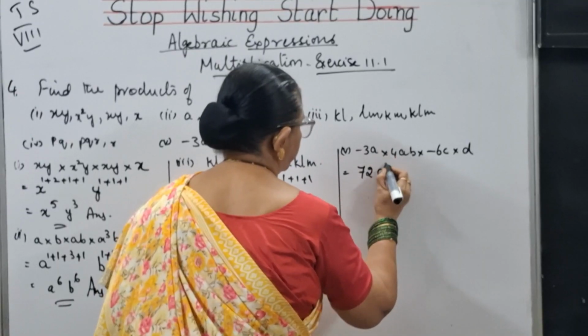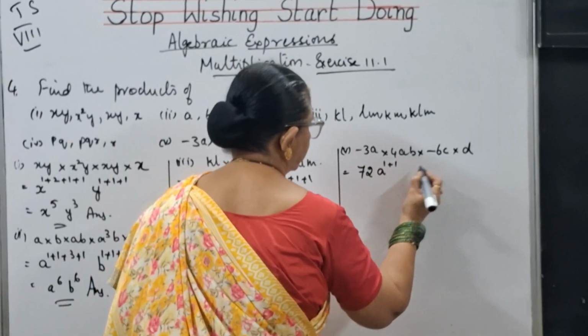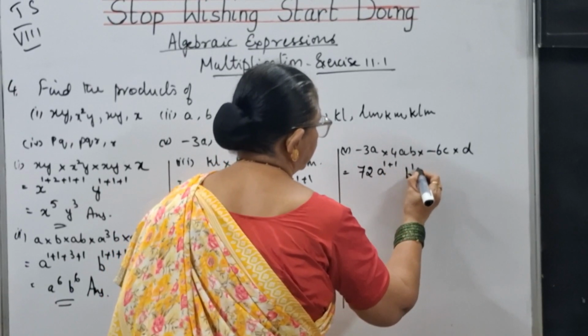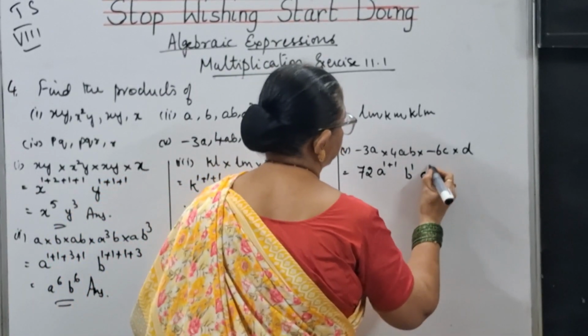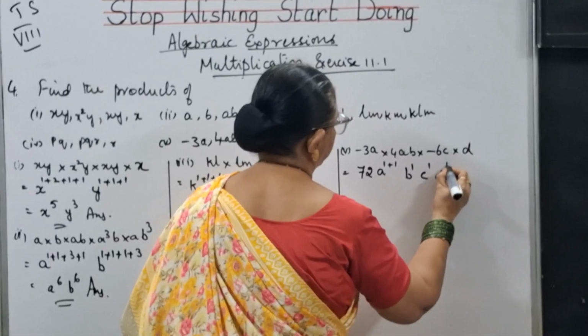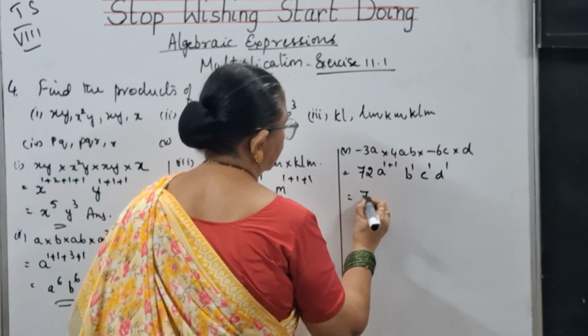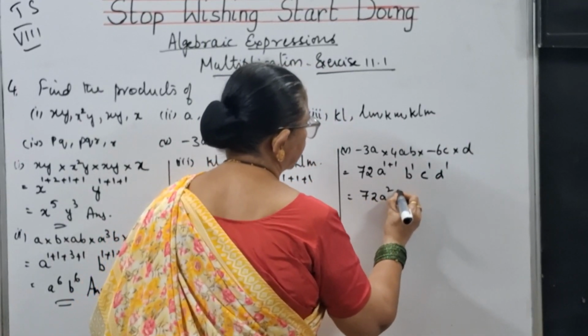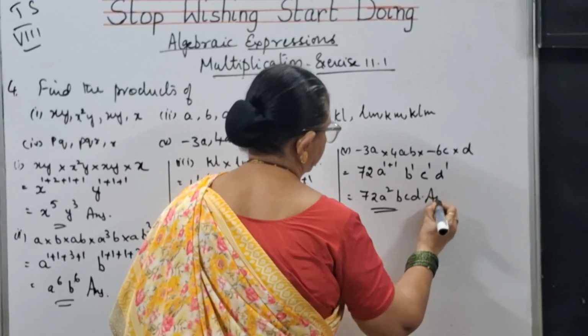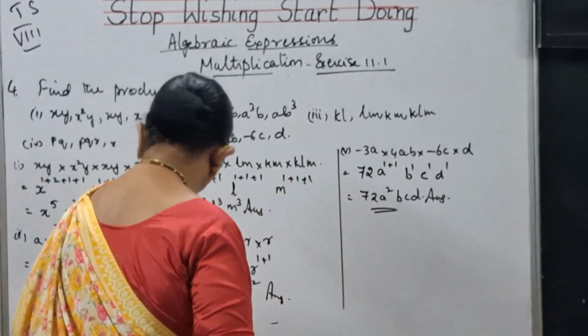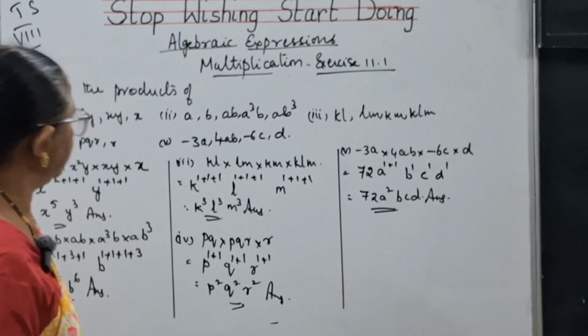Now a: power 1 plus power 1, that's all. b: 1, we have only 1. c also has 1 and d also has 1. So 72 a square b c d is the answer for this problem, children. I hope I am clear, children.